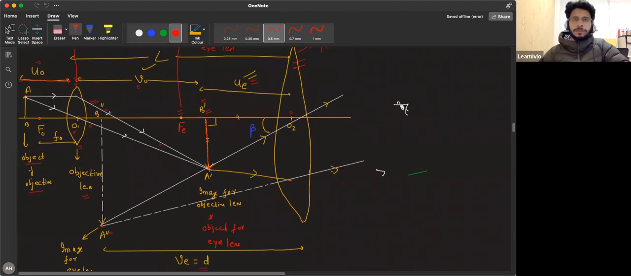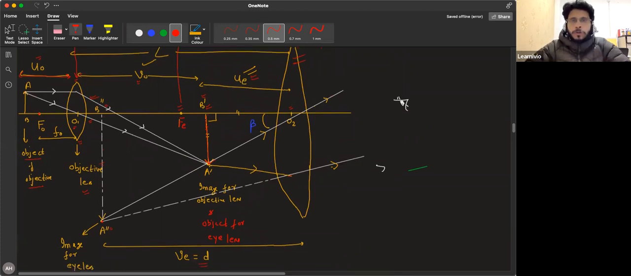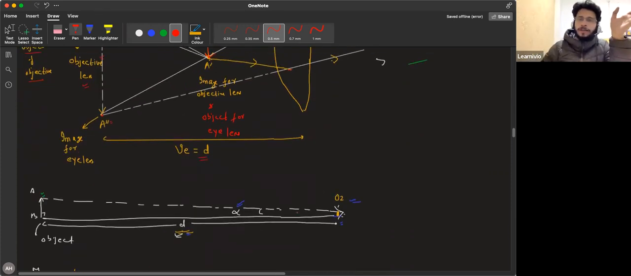So this is your final image. For magnification, we need the object also. For placing the object, you will remove the simple compound microscope, you will remove the lens. So you just have the naked eye. In the place of the eye lens, you have your eye, and you place your object at a distance D from the eye. This object AB is the object for your eye.